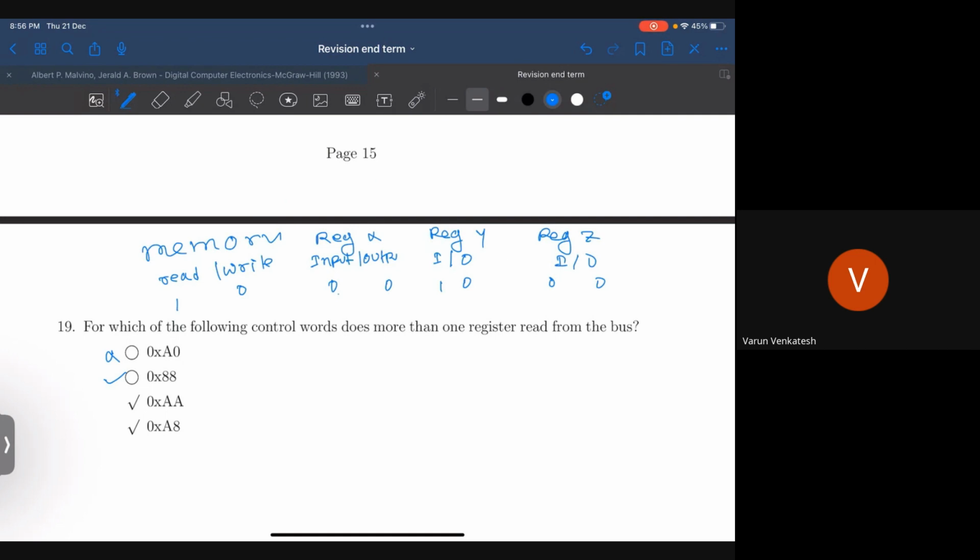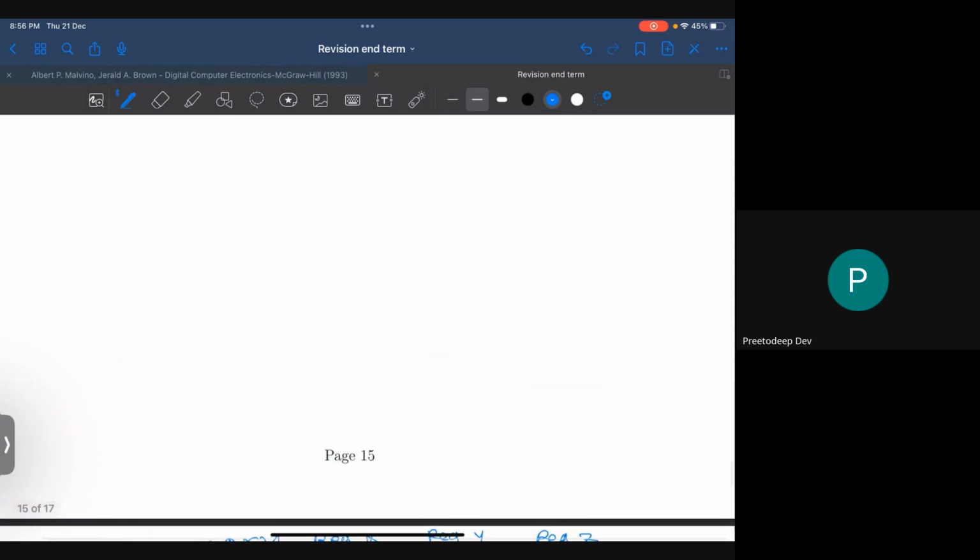But in that case the second option should not be correct, right? It's saying you're reading from the bus. Sorry, I'm confused. Can you explain this option once again from scratch? See, you can see that it reads from the bus. Okay, let's see here. Suppose this is the memory.